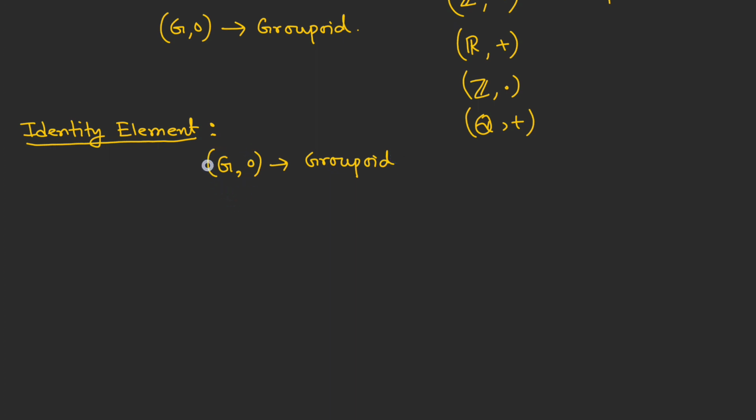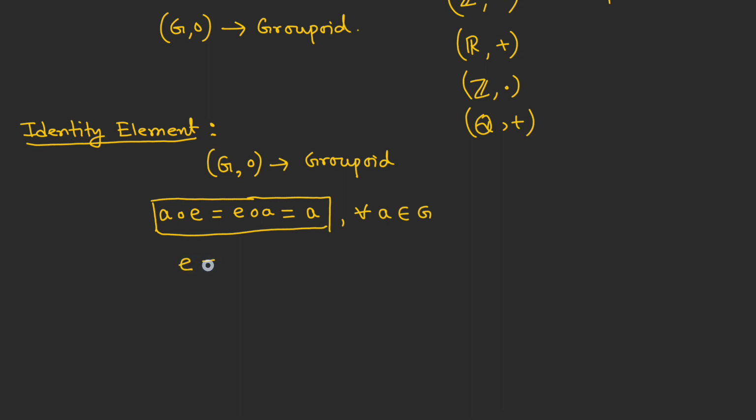Let's say I am taking any arbitrary element A. Now you have to find an element E from the set G such that if you apply the binary composition, A composition E equals E composition A, and that gives you the same element A. This result must be satisfied for all A belonging to G. Then the element E is called the identity element.